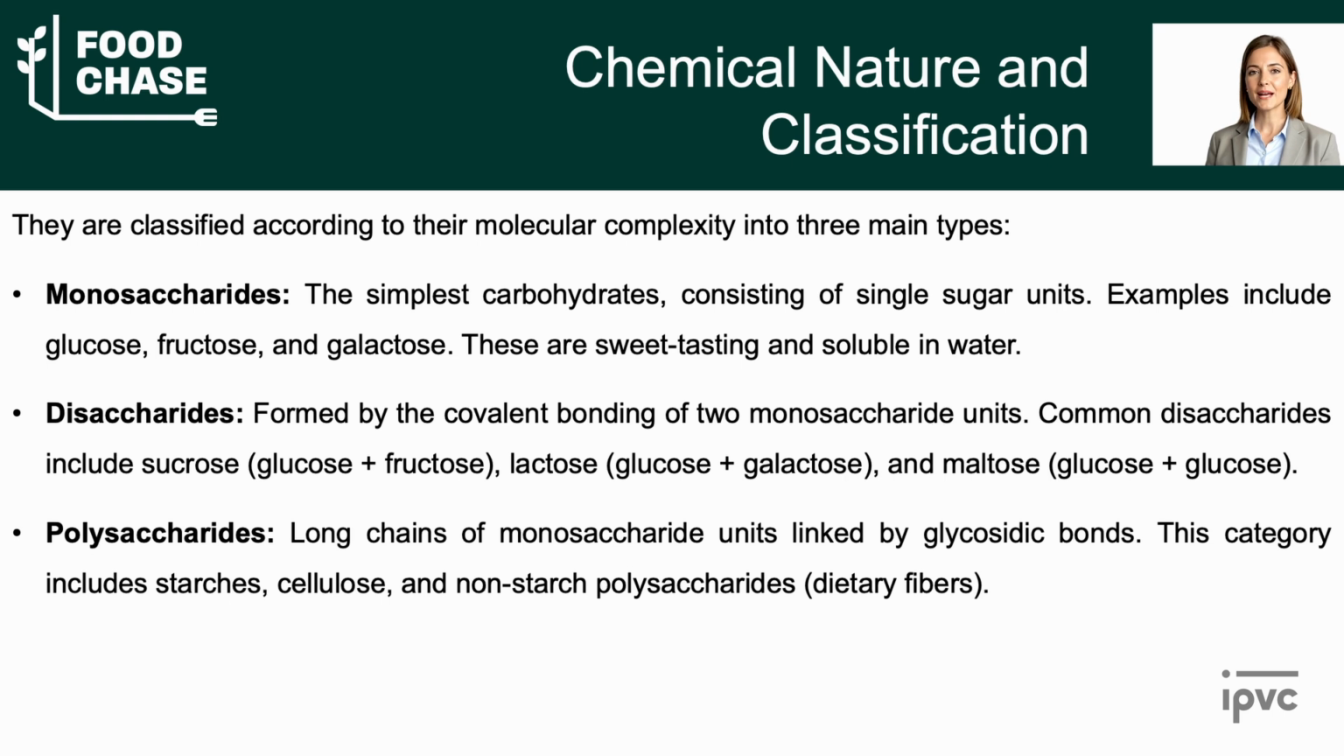Carbohydrates are classified by molecular complexity into three main types. Monosaccharides are the simplest, consisting of single sugar units like glucose, fructose, and galactose. These are sweet-tasting and water-soluble. Disaccharides are formed by two monosaccharides bonded together, like sucrose, lactose, and maltose. Finally, polysaccharides are long chains of sugar units, including starches, cellulose, and dietary fibers. Each type behaves differently during processing and digestion.